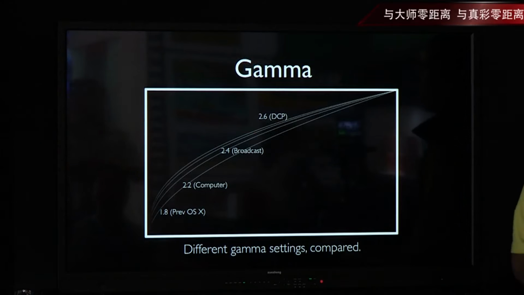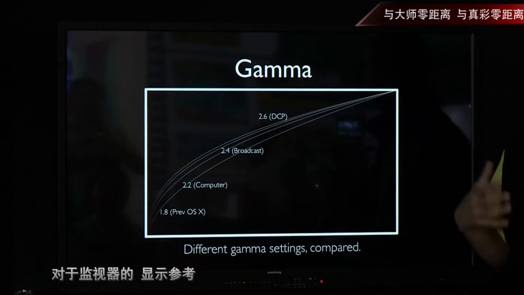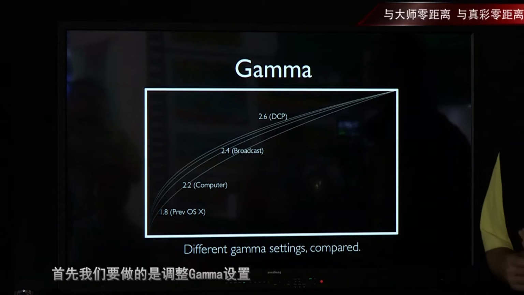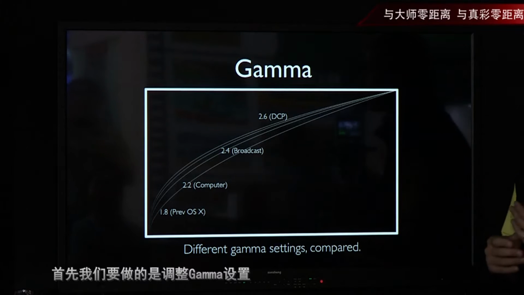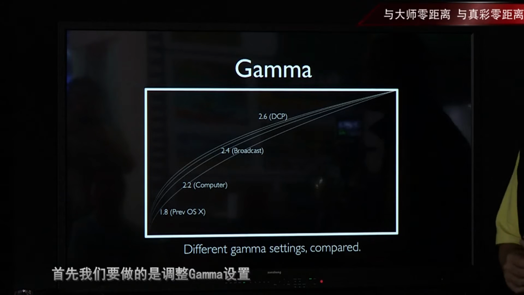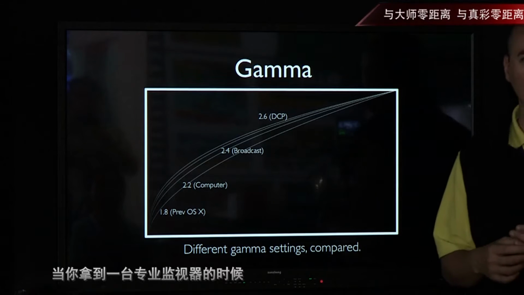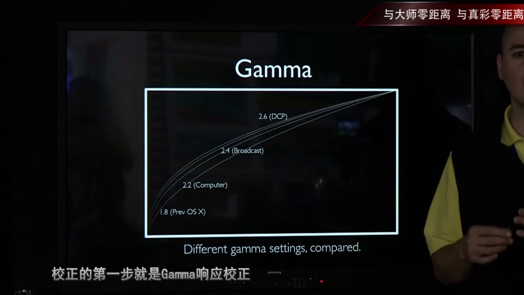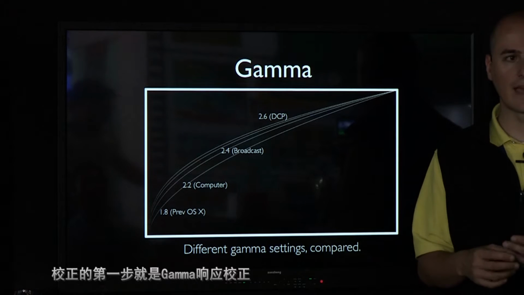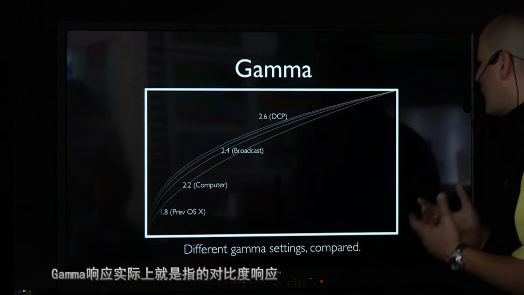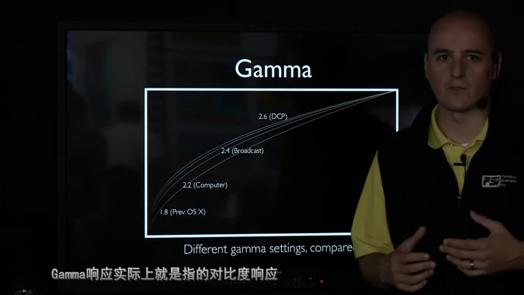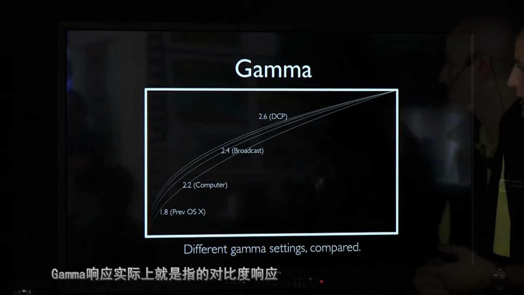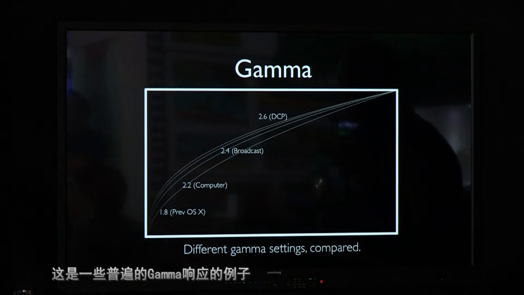Okay, so one of the first basic considerations in our display referred world is to make sure that we're operating at the right gamma setting. Any professional monitor is going to have, as part of its calibration, the gamma response calibrated. And gamma response is really nothing more than talking about the contrast response in the image. So here are some examples of common gamma responses.